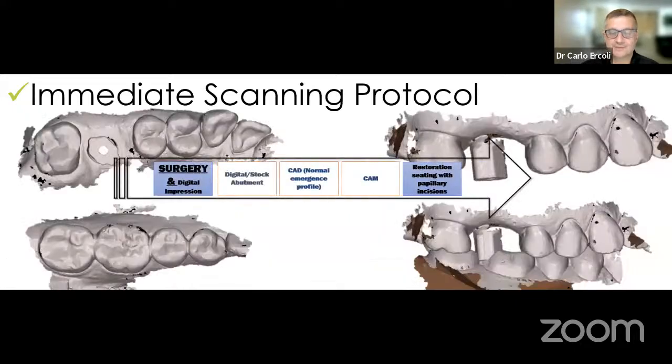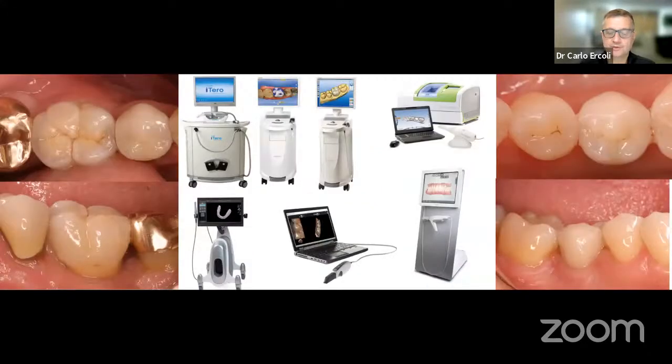So if you schematically represent the number of appointments that you will need, realistically, you only need those that are marked in blue. You have a surgery, you take a digital impression, and you're going to see basically the patient just for seating your restoration. You'll see here it says restoration seating with papillary incision. Now, why do I say that? Because, of course, these are all crowns that have been designed and delivered that way.